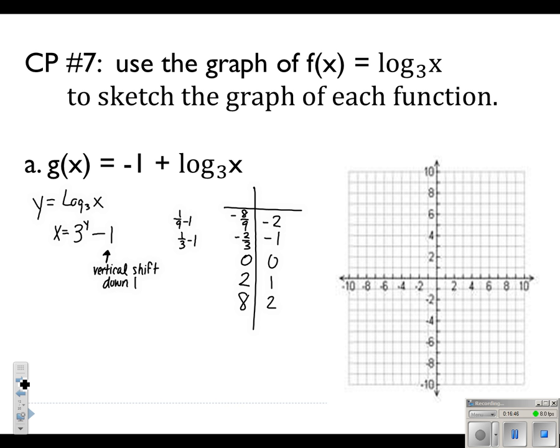So this gives us an idea of what this curve is going to look like. At negative 8/9, we're going to have negative 2. At negative 2/3, negative 1; 0, 0; 2, 1; and 8, 2.